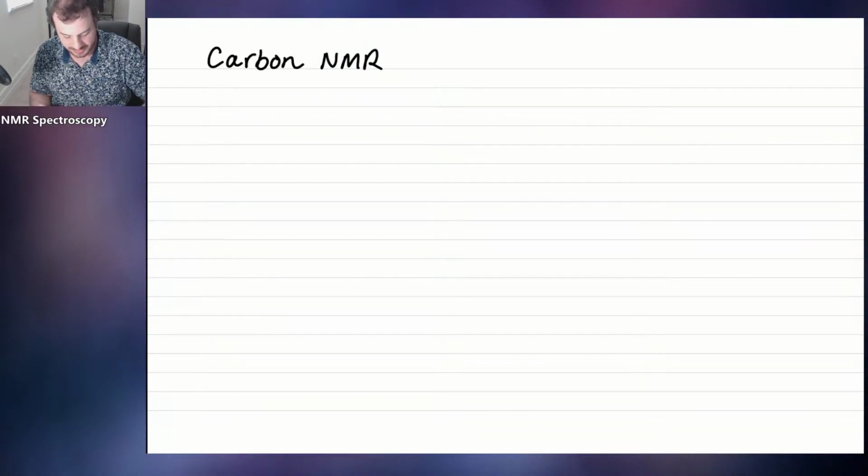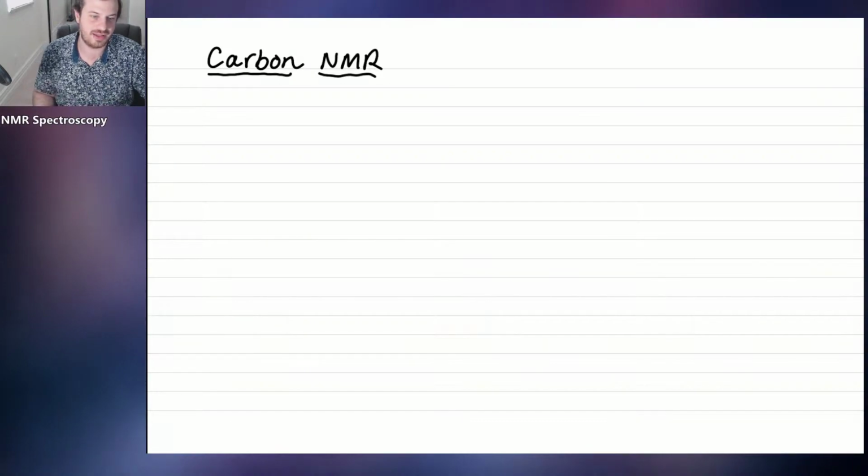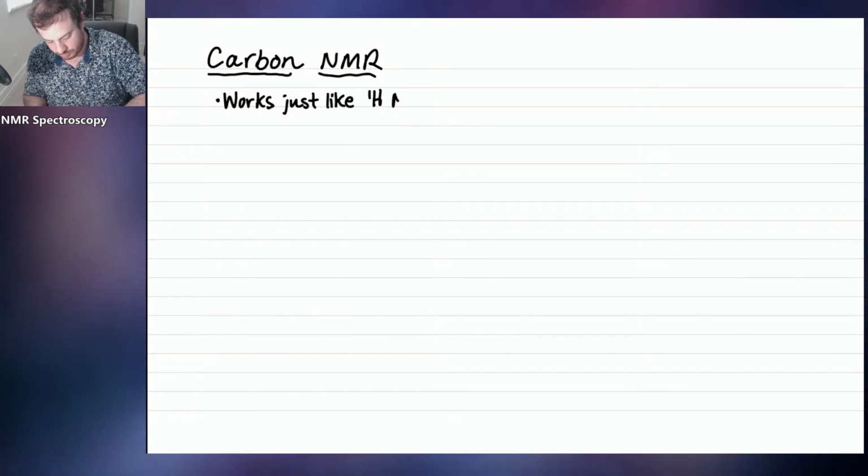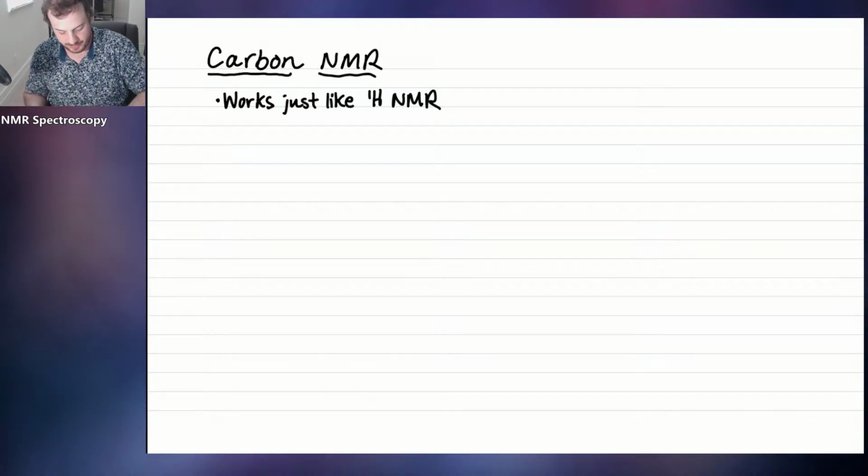This is going to be a super short lesson because there's not too much to say about it. There's also something called carbon NMR. It's like proton NMR, but it looks for carbons instead of protons. It is a helpful spectroscopic technique, but not as helpful as proton NMR if you want my opinion. So it works just like HNMR, but visualizes carbon instead.